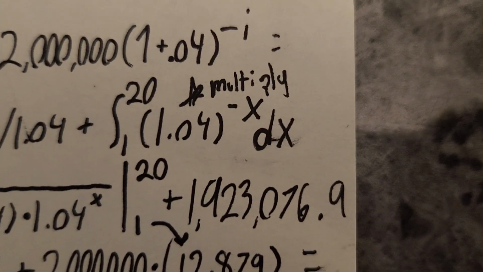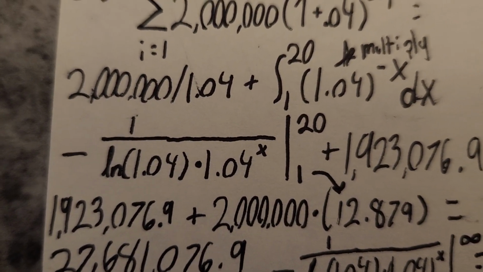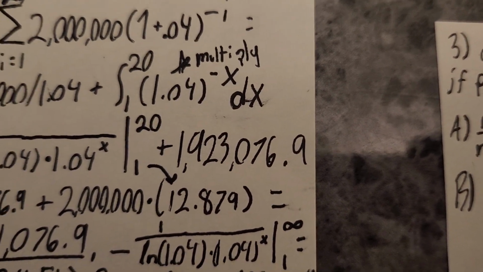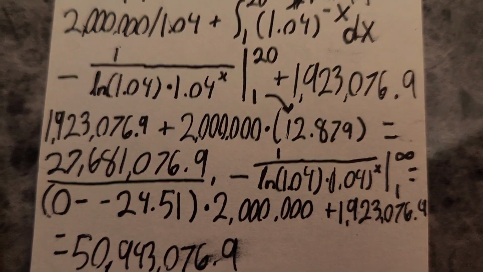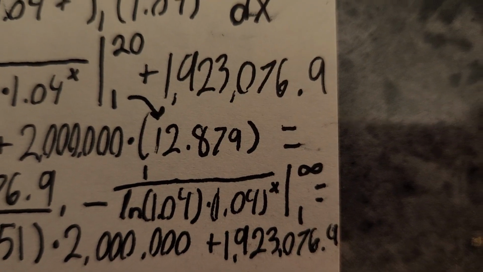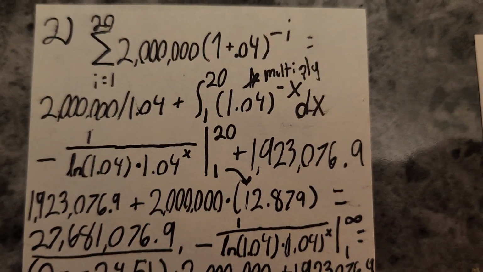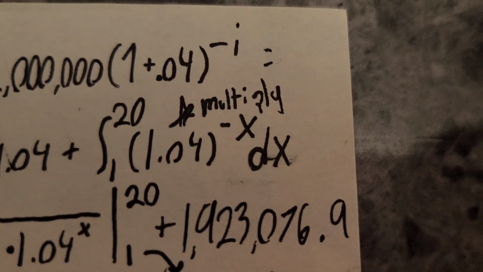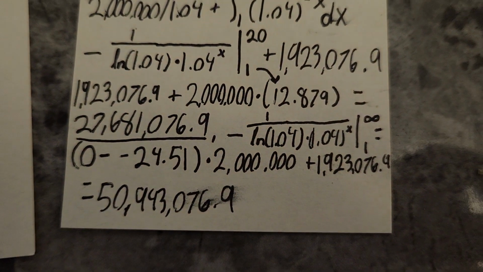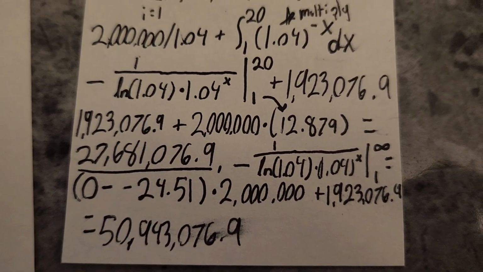After solving for this, you find that this is the answer from 1 to 20. You plug, and then you add this number. This is the 2 million divided by 1.04. And then after solving this part from 1 to 20, you will get 12.879. You multiply that by your 2 million, because 2 million is a constant. You pulled it out earlier. That's why I have the star multiply. I forgot to write the 2 million there. Sorry, please don't deduct points. And then that equals this long number that I underlined for the answer to part A.